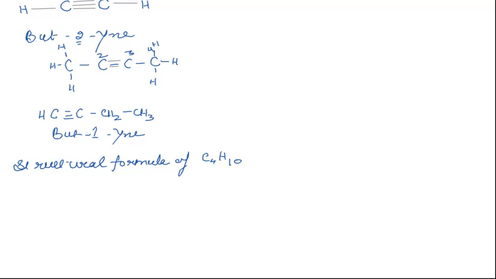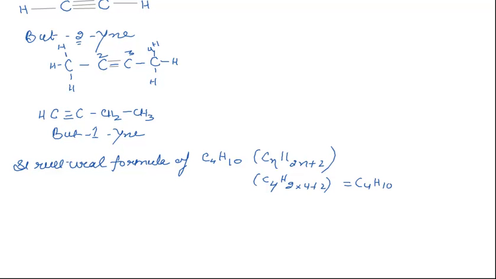Now in this case, students, before writing it, just try to find out whether it is an alkane, an alkene, or an alkyne. So what is the general formula we are getting here? It is CnH2n plus 2, isn't it? Here n is 4, and 2 into 4 plus 2 gives C4H10. So it is an alkane.